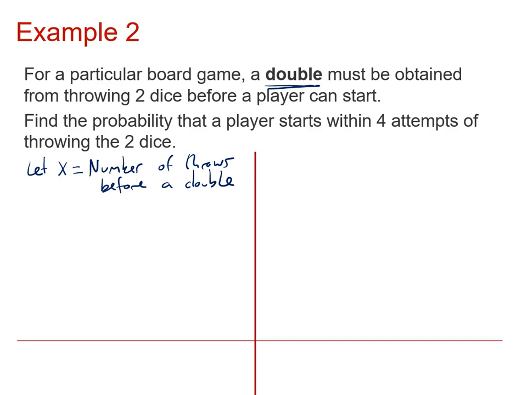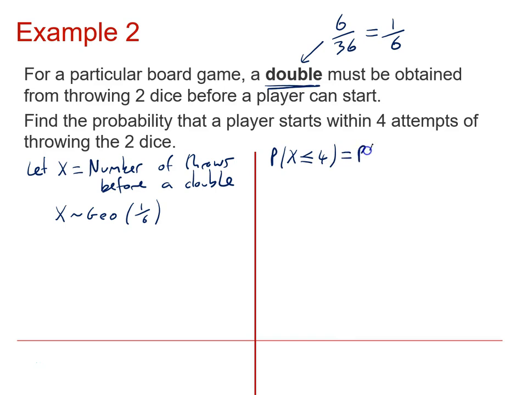we know that the probability of getting a double, since there's 6 possible numbers we can have and there are 36 possible outcomes, that means the probability of getting a double is 1/6. So X is distributed geometrically with probability of success 1/6. Now we want the probability that X is less than or equal to 4. So that's the probability that X is 1, plus the probability that X is 2, plus the probability that X is 3, plus the probability that X is 4.